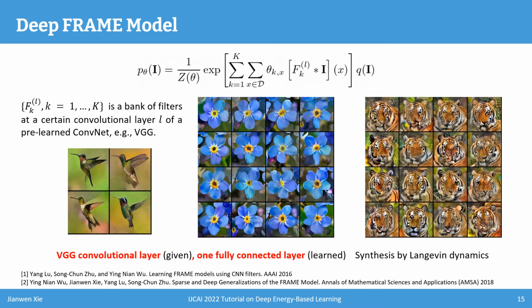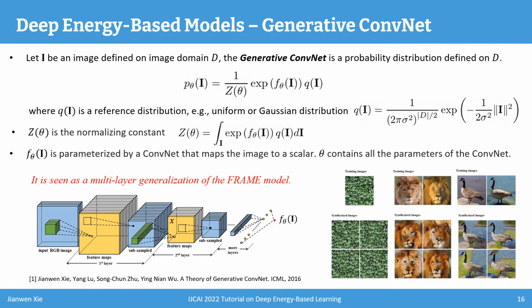To improve the expressive power, the deep frame model replaces the Gabor filters with VGG features and learns one fully connected layer. These are the generative examples by Langevin sampling from the learned deep frame model. Instead of using filters from a pre-trained ConvNet, the filters can be learned from the observed data. The resulting model is the generative ConvNet model. Such a model can be considered a recursive multi-layer generalization of the original frame model. It is also a deep energy-based model.